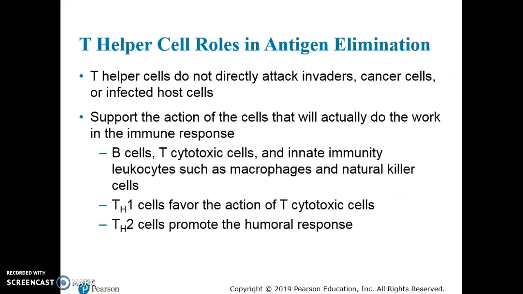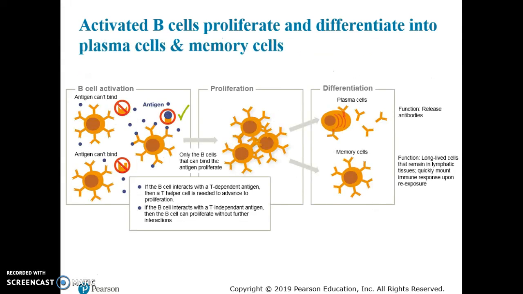All right, helper T cells will play a role in antigen elimination by being able to help out the other arms of the immune response. All right, so it supports the action of the cells that will actually do the work, and those are going to be the B cells and the cytotoxic T cells. And remember that T helper 1 cells favor the cytotoxic T cells, whereas T helper 2 promotes the humoral response.